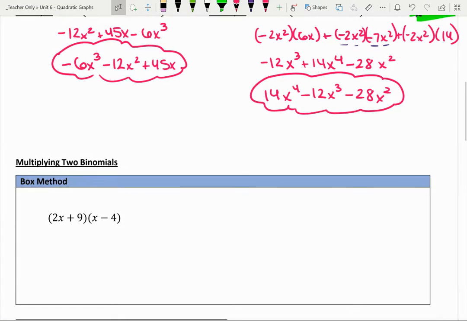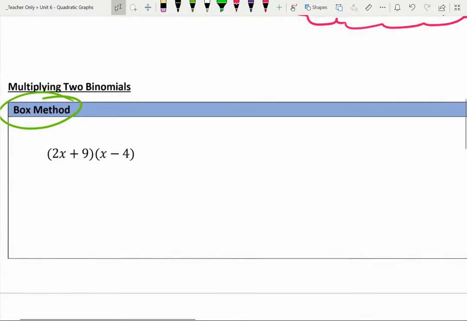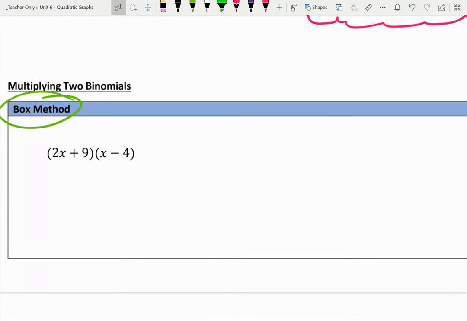So next we're going to multiply two binomials together. So that's two-term polynomials together. We've got two strategies here. The first one is called the box method. And the box method should look very similar to what we did yesterday with our area model.